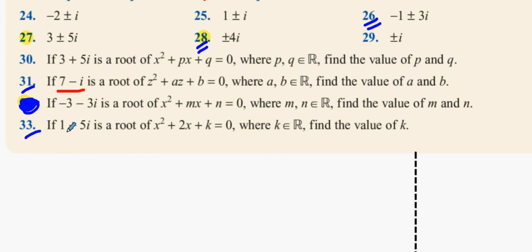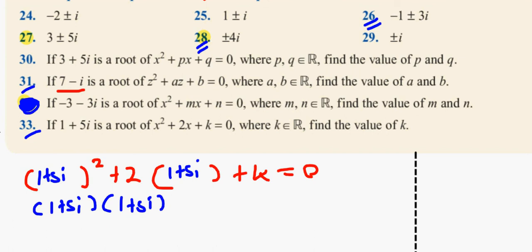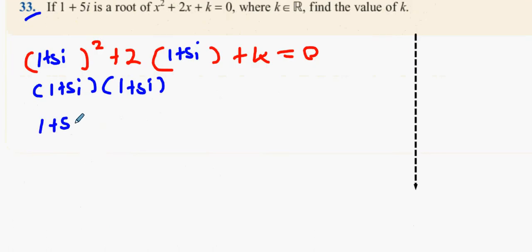Alright guys. If 1 plus 5i is a root of the following equation, find the value of k. Once again, anytime you see an x, replace it with the root, and it has to balance, okay? So it's going to be 1 plus 5i squared, and that's 1 plus 5i. Now, Cormac, you're going to tell me what 1 plus 5i multiplied by 1 plus 5i is. 1. Plus 5i. Plus 5i. Plus 25i squared, which is minus 25. Just replace those i squared with minus 1.